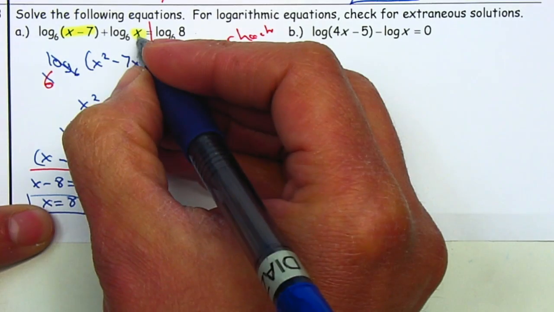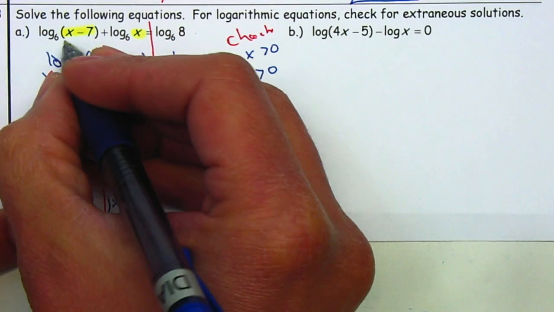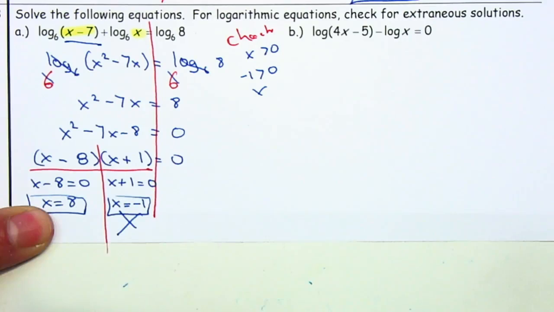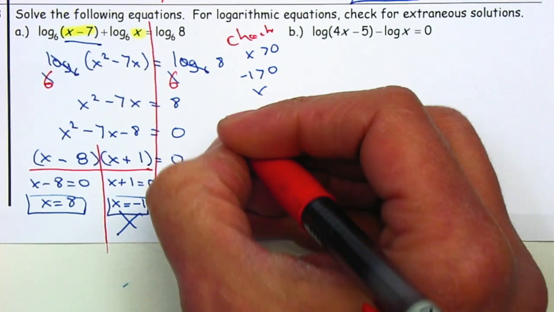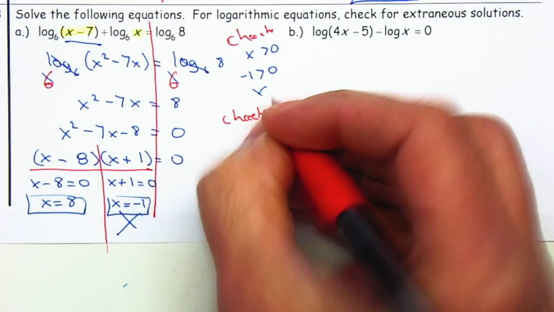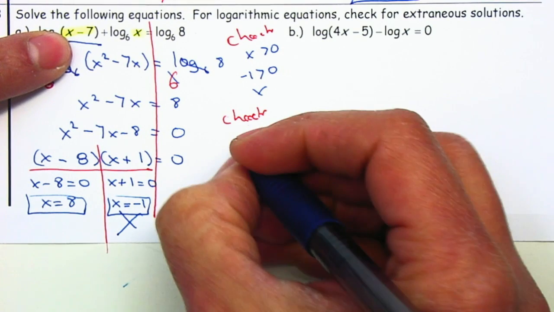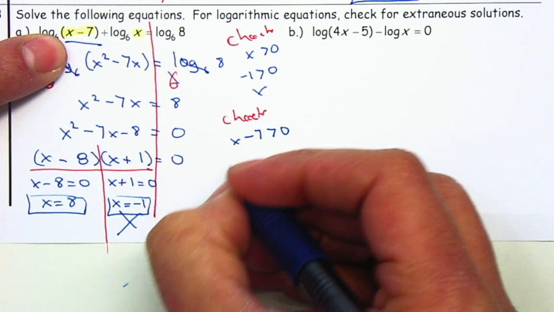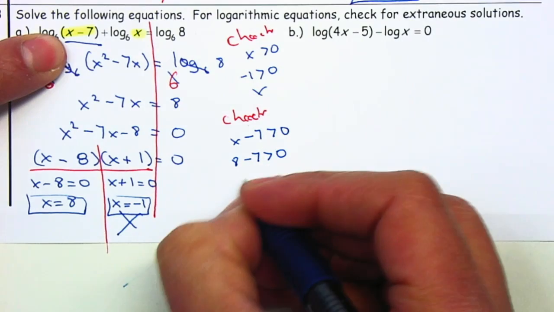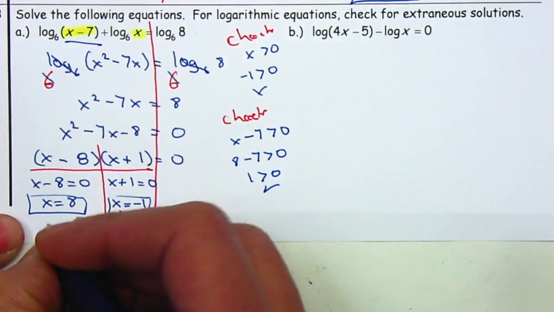If I plug in an 8, this should be fine. If I plug in an 8 in here, that one will be fine as well. But let's go and do the work. Let's check the second number. So it'll be x minus 7 has to be greater than 0. So 8 minus 7 is greater than 0. Is 1 greater than 0? Correct. So this one's fine.